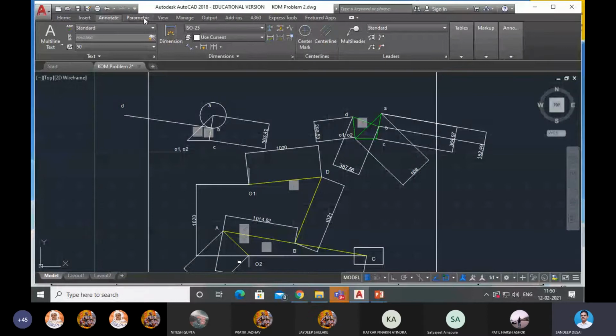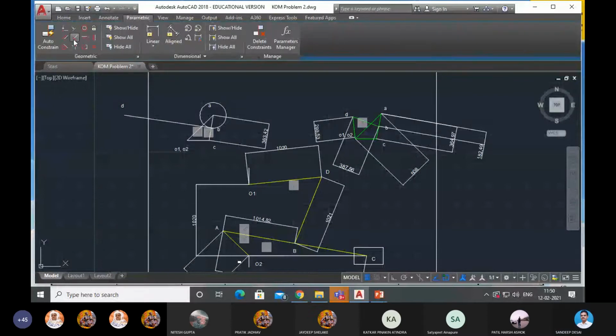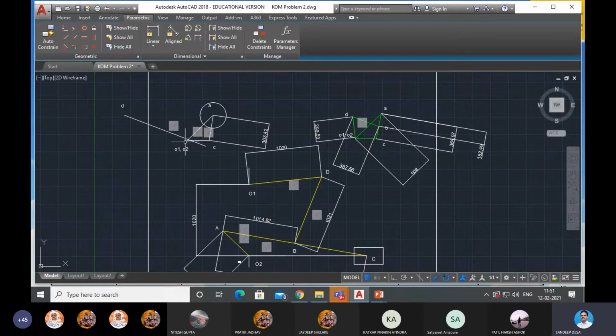Where to go? Parametric, perpendicular. I want to make this perpendicular. Sorry. Parametric, perpendicular. This is the first object, and this is the object which is to be made.